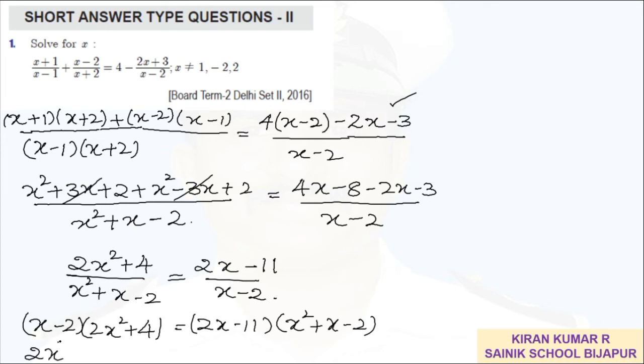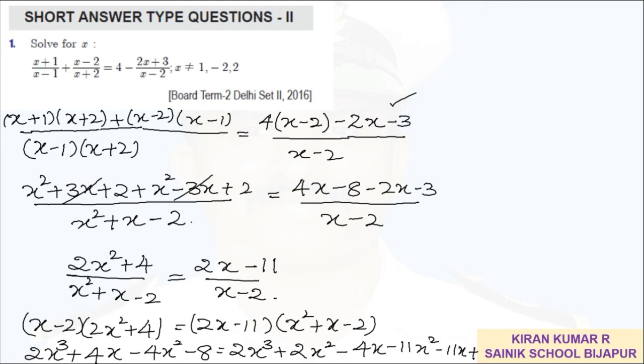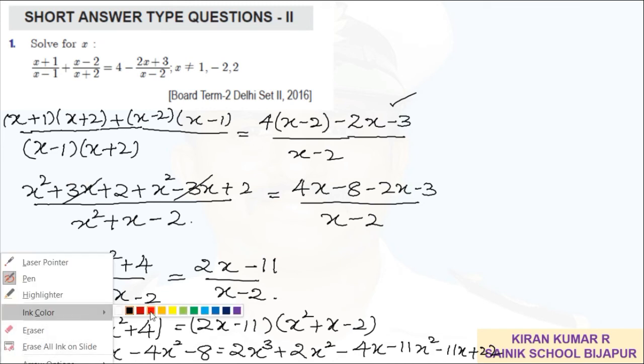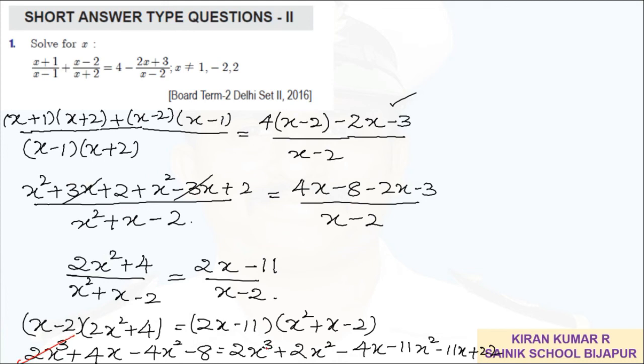We will get 2 times x cube plus 4x minus 4 times x square minus 8 equal to 2 times x cube plus 2 times x square minus 4x minus 11 times x square minus 11 times x plus 22. Certain terms will get cancelled here. Let me change the color and show you. Here 2x cube present on both the sides, they get cancelled.